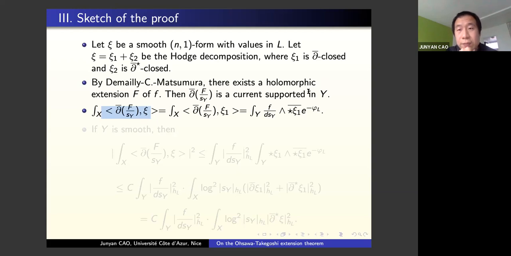Since this current is supported on Y, and we can calculate it explicitly, it is in fact equal to f divided by ds_Y over Y. So therefore, this product equals this one.